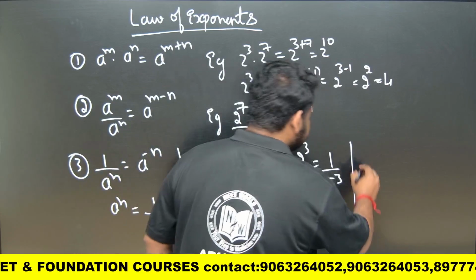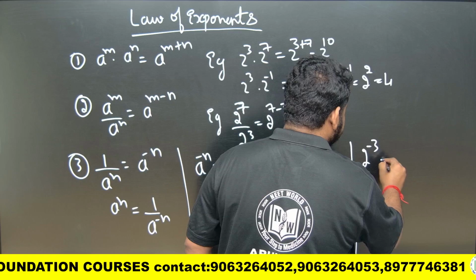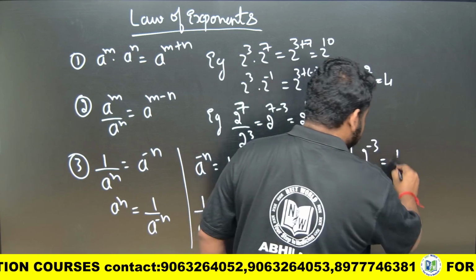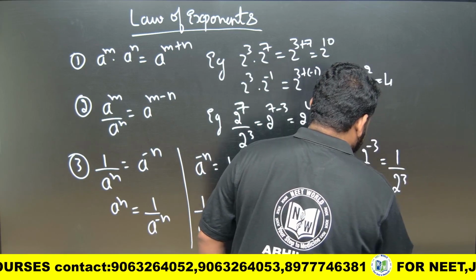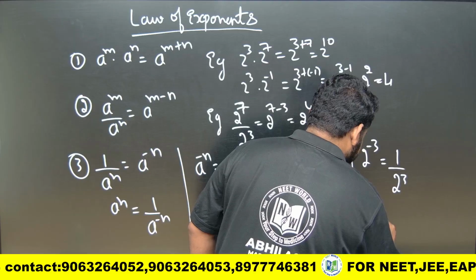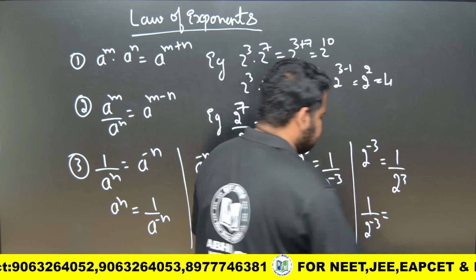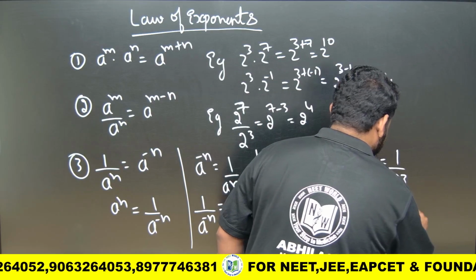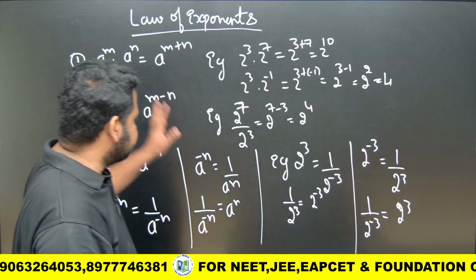Same thing. If it is 2 power minus 3, if I bring it to the denominator, it will become positive 1 by 2 power 3. Or if it was 1 by 2 power minus 3, if I bring it to the numerator, it will become 2 power 3, positive. Okay, it will become positive.